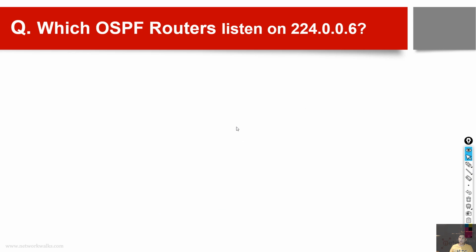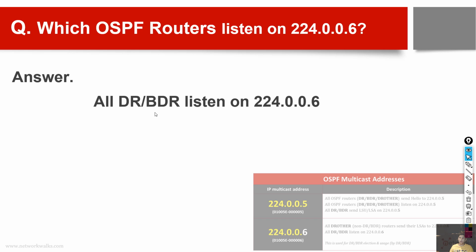Which OSPF routers listen on 224.0.0.6? Again, all DR and BDR. So only DR and BDR listen on it.